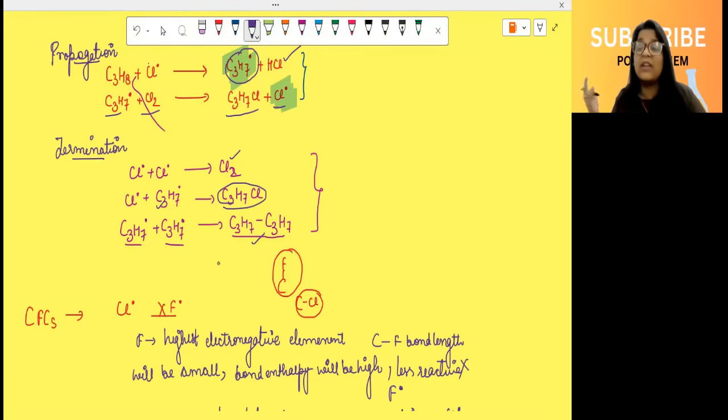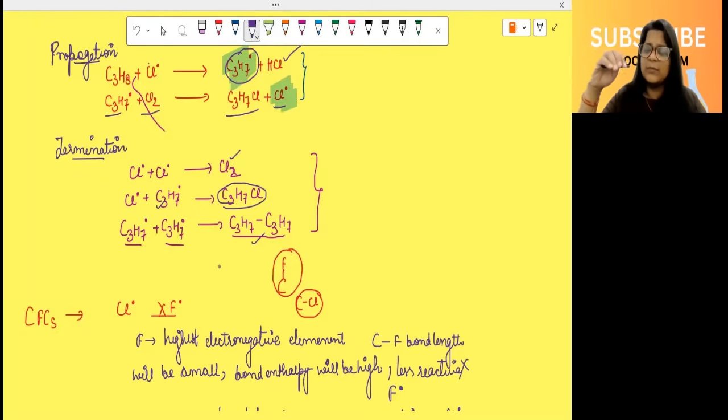Now, first thing, the way a question can come in the examination is that they can directly ask you the halogenoalkane reaction. Either they can ask you in steps, in portions, like only the propagation, only the termination, or only the initiation, or they can ask you the entire mechanism.